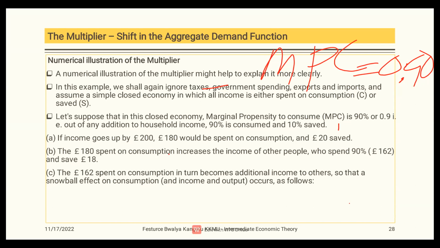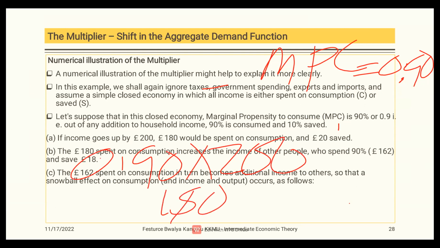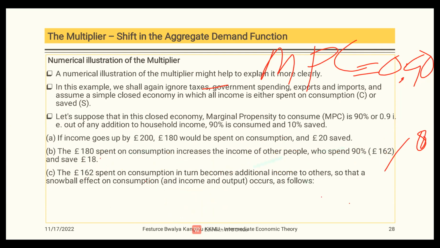If income increases by 200, how much will be consumed is 90%, 0.90 times 200. So you find that that amount, which is 180, will be consumed. And the rest, which is 10%, 0.10 times 200, will be saved. Did you get that? So that's how you actually do it. All these other examples are similar. We're talking about the same thing.